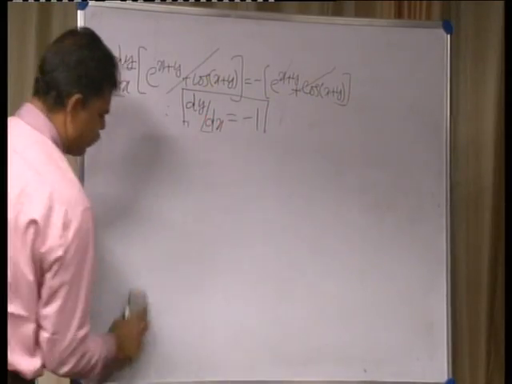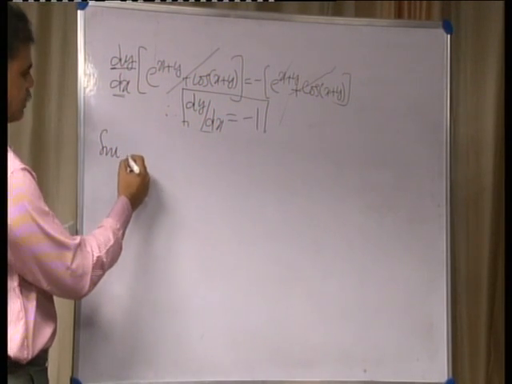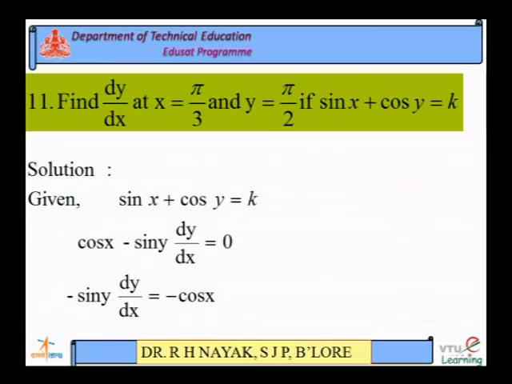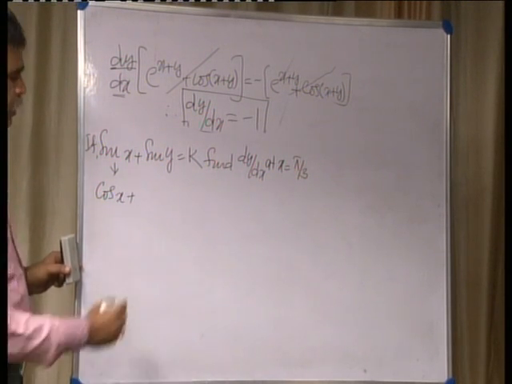You take the function as sin x plus sin y is equal to k. Find dy by dx at x is equal to pi by 2 or pi by 3, any particular value you can take. You take differentiation of this. Differentiation of sin x is what? Cos x, plus differentiation of sin y, it is what?